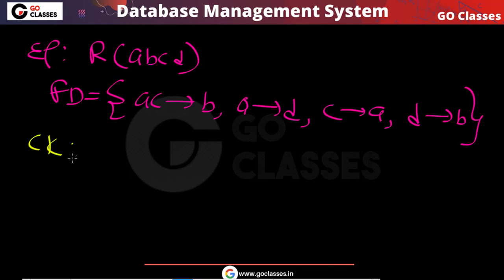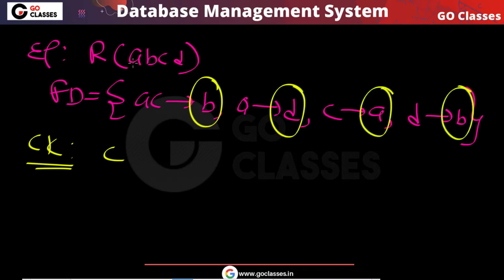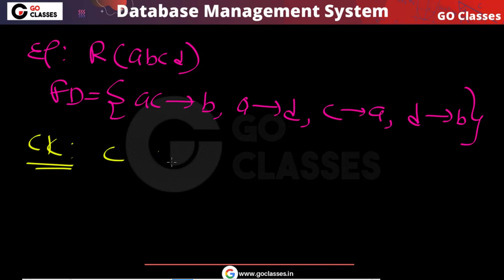First you find the candidate keys. The candidate key will be C only, because C is not on the RHS, so C must be part of every candidate key. And C is enough, because C plus is what? C determines C, C determines A, A determines D, and D determines B. So the closure of C is all the attributes. So C is a candidate key, and it is the only candidate key possible.